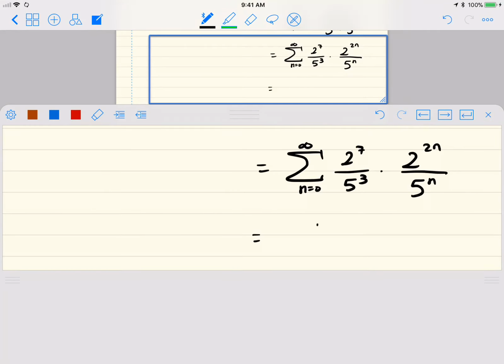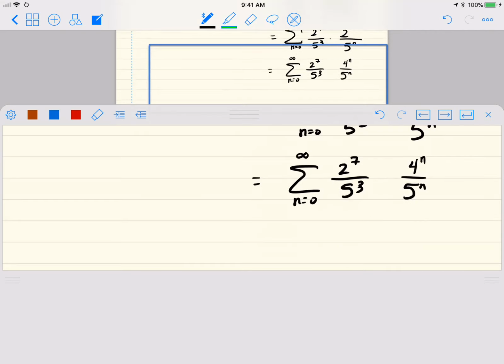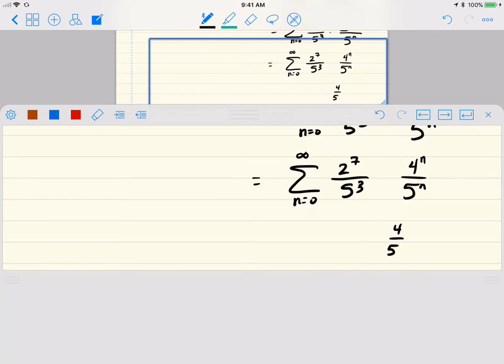Okay, and we'll have the sum, N equals 0 to infinity. 2 to the 7 over 5 cubed. I think that's 125, but whatever. Now this 2 to the 2N, I can rewrite this as 4 to the N. Now I'm ready to say that R is 4/5 and A is 2 to the power of 7 over 5 cubed.